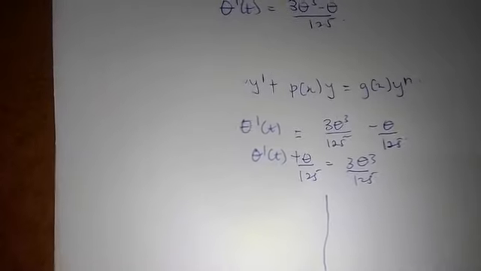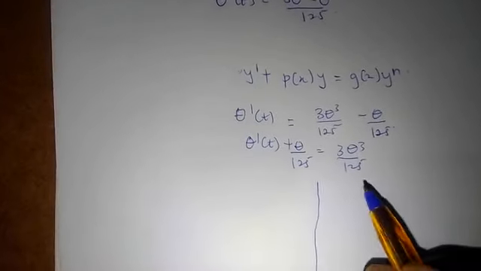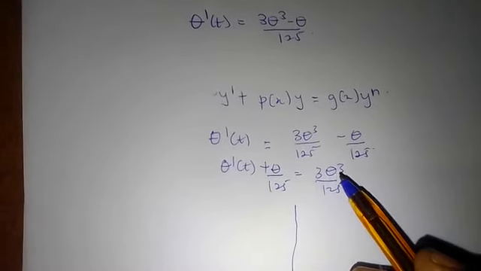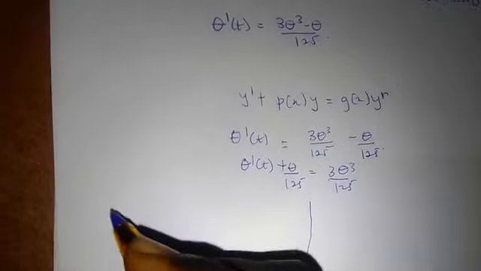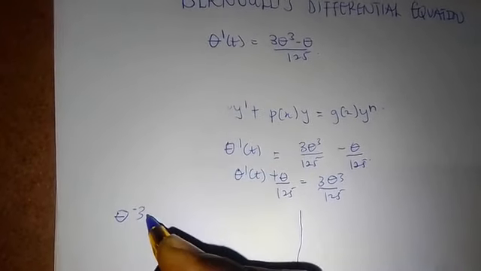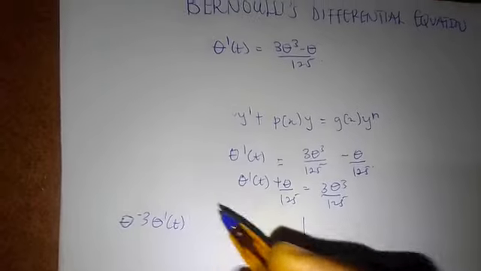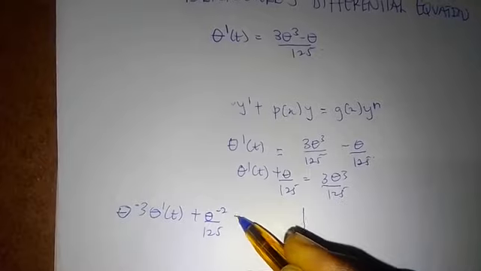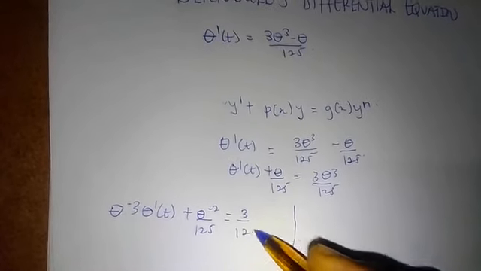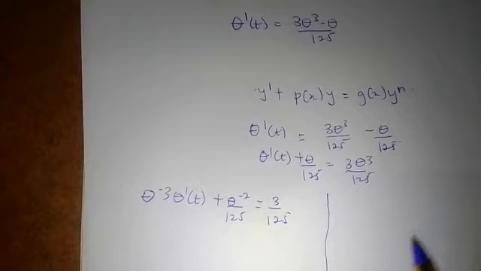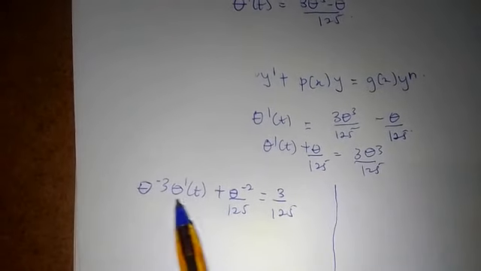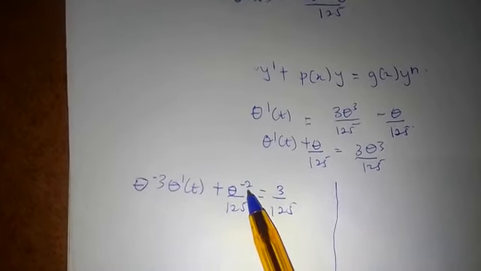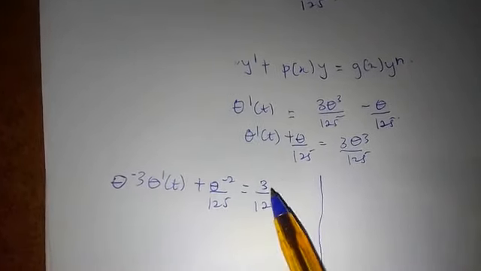Now in a Bernoulli differential equation, what you do is divide through by the term y to the power n. So here I'm going to divide through by theta cube, and that is going to give me theta to the power negative 3 multiplying theta prime of t plus theta to the power negative 2 over 125, and this should be equal to 3 over 125. So I have divided through by theta cube, therefore here it becomes an inverse; here 2 divided by, so you get 1 minus 3 giving us theta to the power negative 2, and this is equal to 3 over 125.